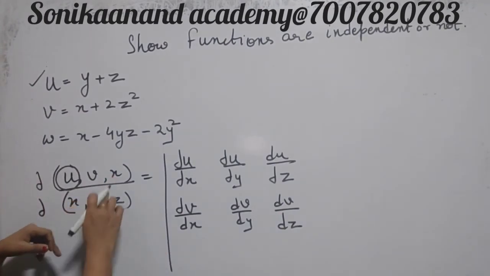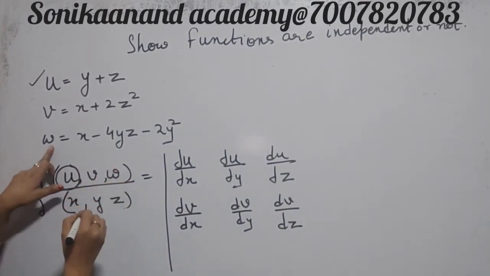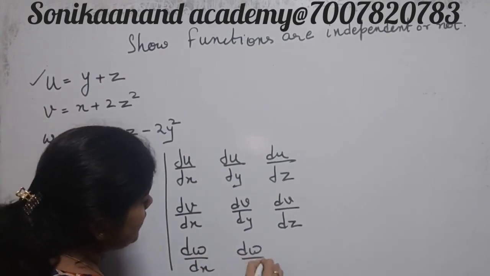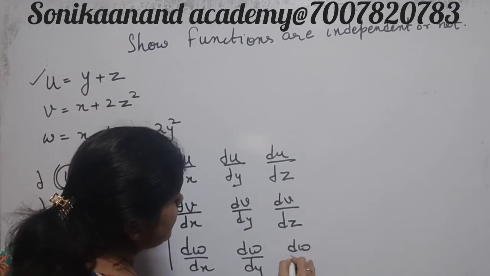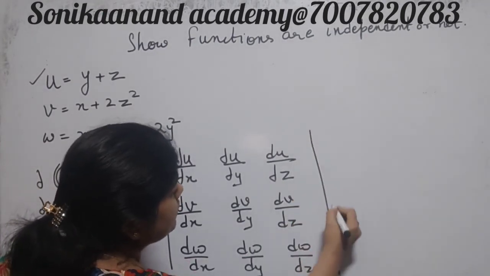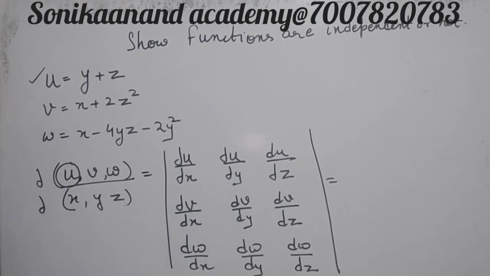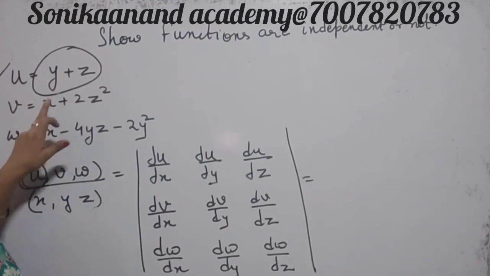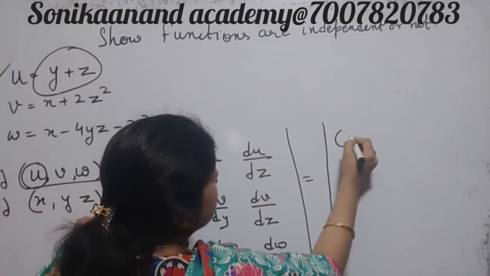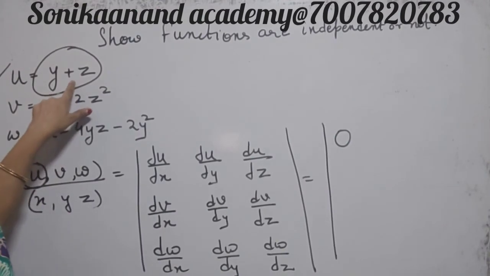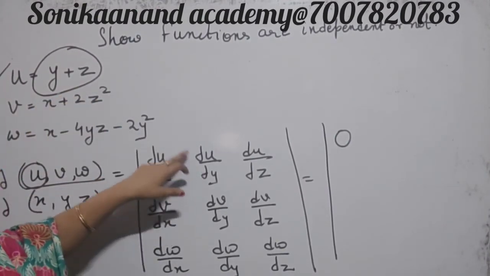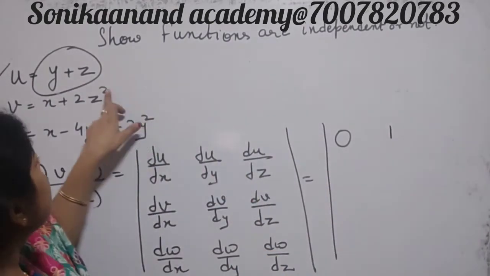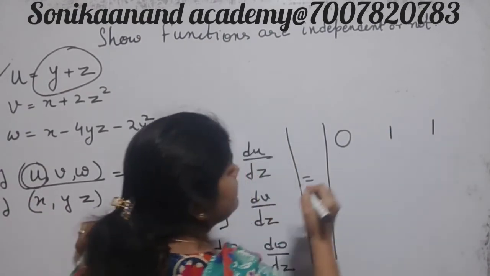Now the third function is w. That is dw over dx, then dw over dy, then dw over dz. Now this is the main formula. Now we have u as y plus z. When we differentiate it in terms of x, in the first term we get 0 because there is no term of x. Now when we differentiate with respect to y, this is y, so this is 1. Again in terms of z, this is z, we get 1.